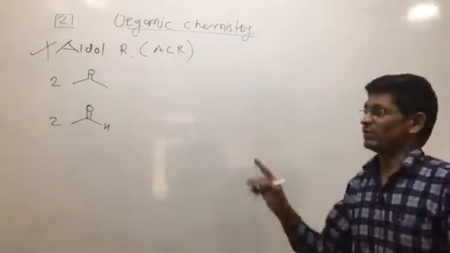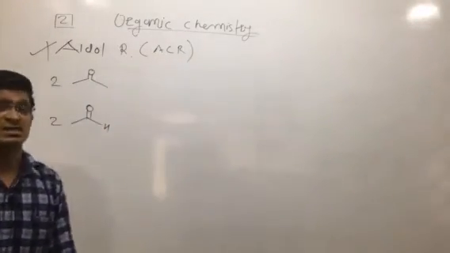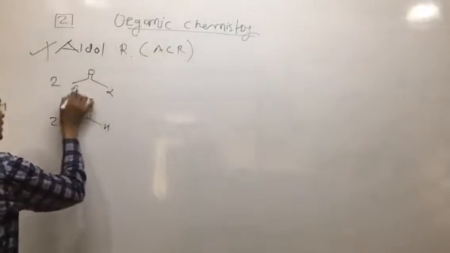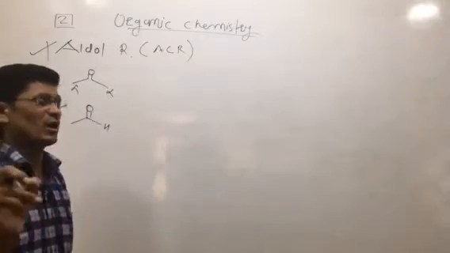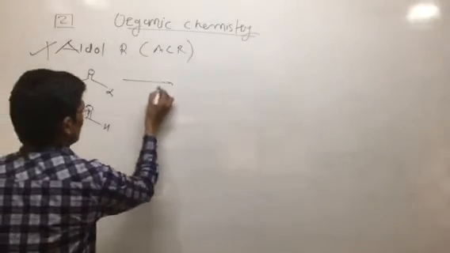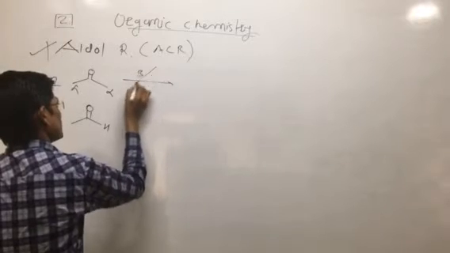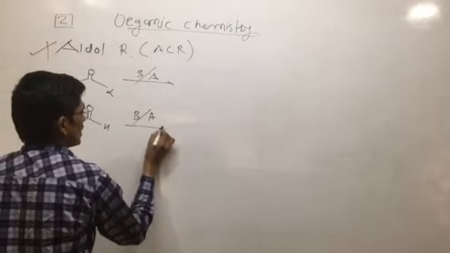Whenever there is an absence of alpha carbon atoms, the reaction that goes is the Cannizzaro reaction. But here, in the presence of one alpha carbon, it must have hydrogen atoms on the alpha carbon atom. The reaction takes place in basic condition as well as acidic condition.